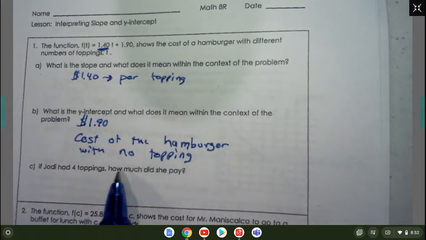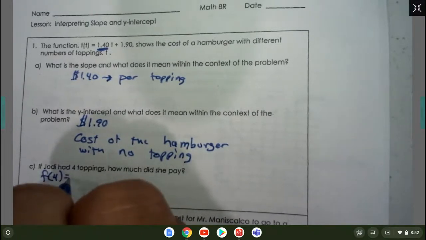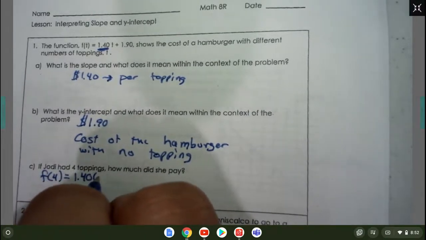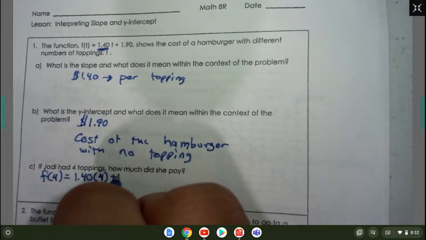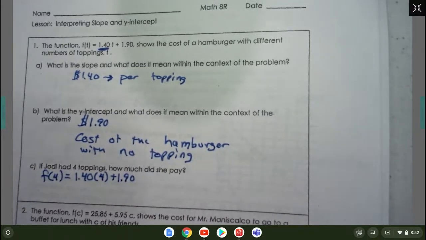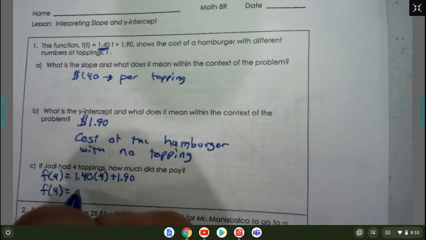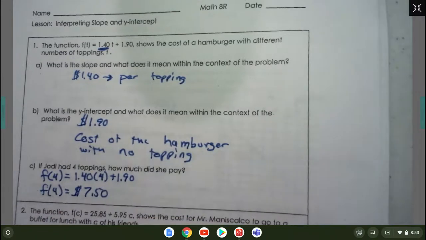So if Jody had 4 toppings, how much did she pay? So we're solving here then for f of t, right? 4 toppings. So that's $1.40 times 4 toppings plus the $1.90. Well, calculator time, right? 1.4 times 4 plus $1.90. What is that? 1.4 times 4 is $5.60 plus $1.90. So $7.50. So f of 4 is $7.50. Right.